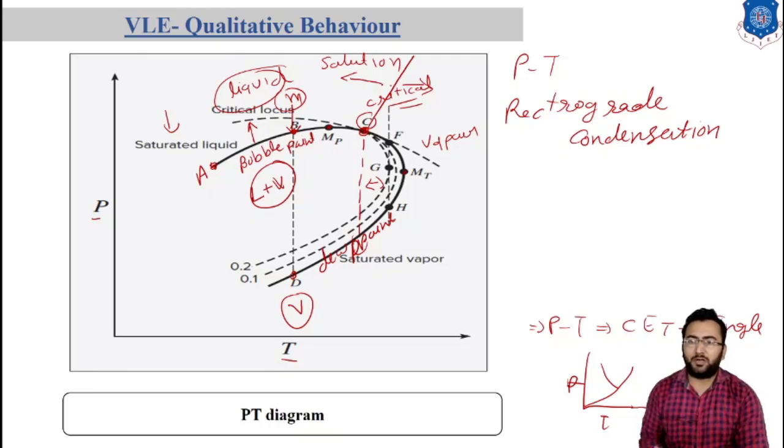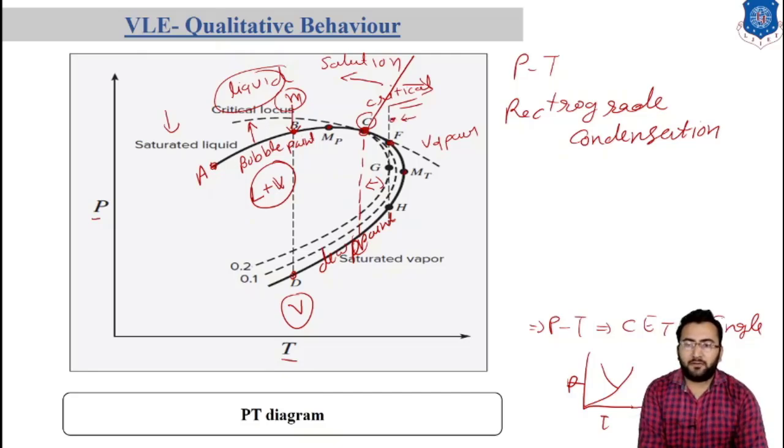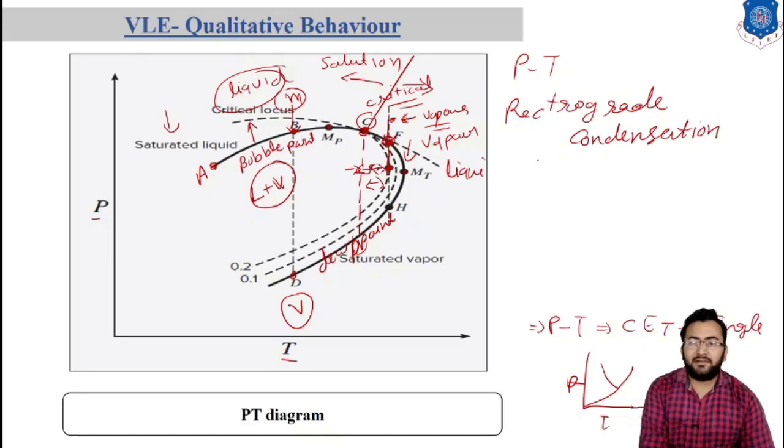But if we look into the critical region, what happens? Let's suppose this is point F. Above this point F, there will be vapor. Now, if we decrease the pressure, what happens? This vapor, or this solution, tries to liquefy until point G. So there is maximum liquid at this point G. If we reduce the pressure, this vapor is converted into liquid. So the condensation occurs reversely. That's why this phenomenon is known as retrograde condensation.